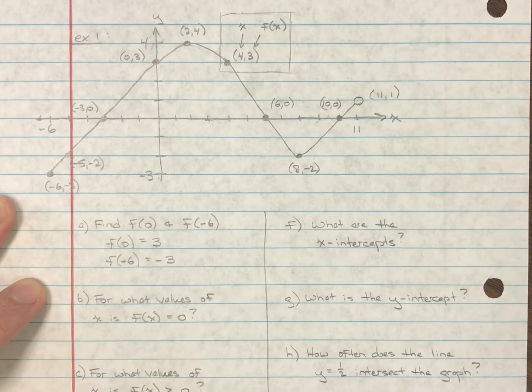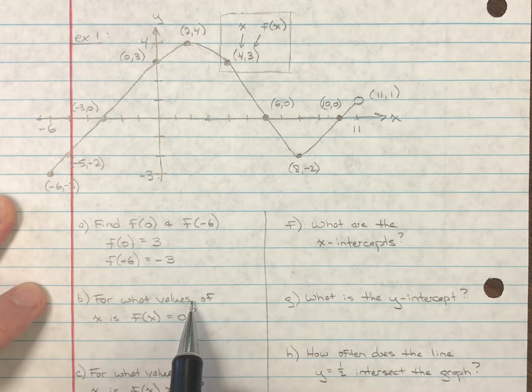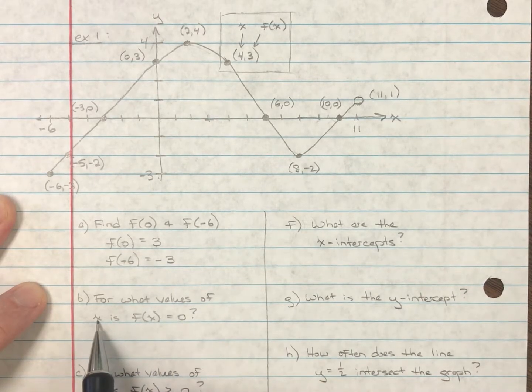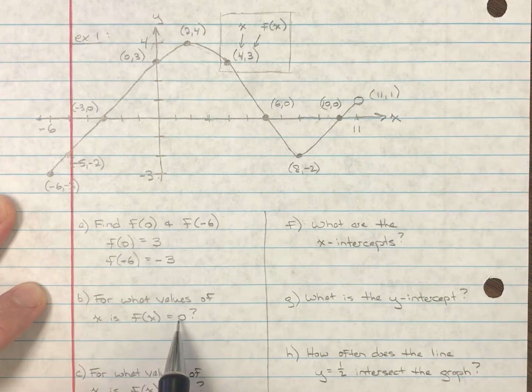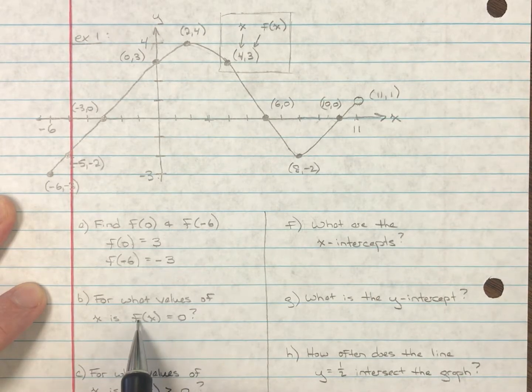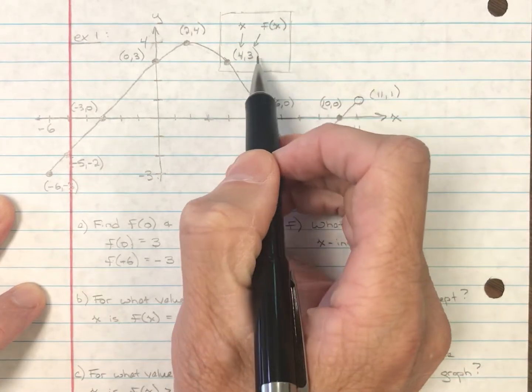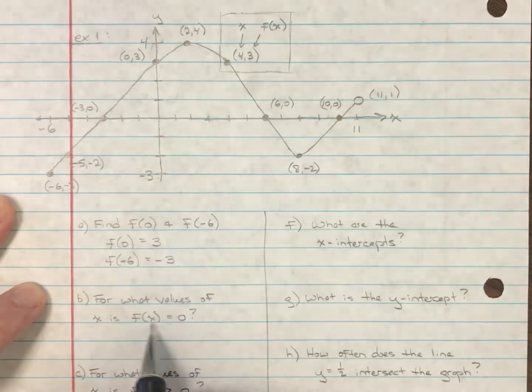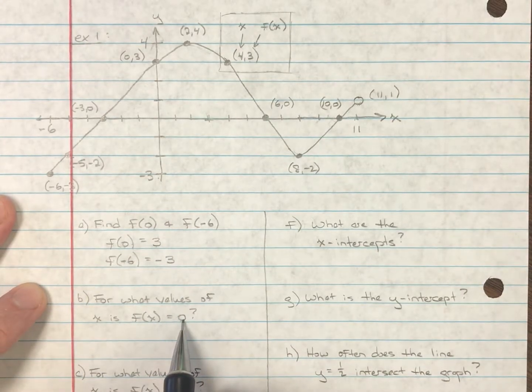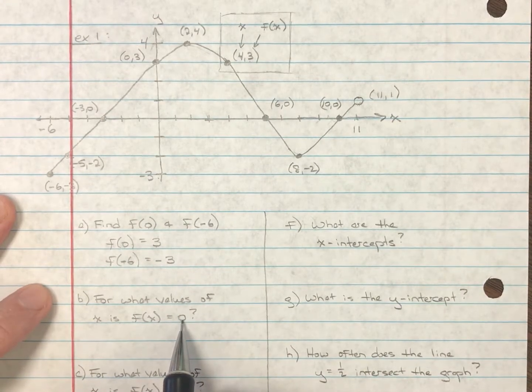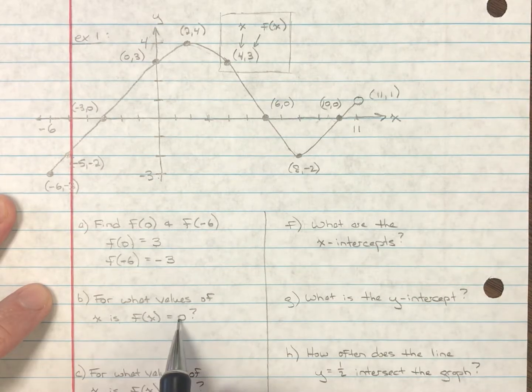Letter B. For what values of x, for what inputs, is f of x equal to 0? Well, you want to put something in and get 0 out, and again, the f of x is the y-coordinate, so this is another way of looking for the x-intercepts. This is function notation for what are the x-intercepts.